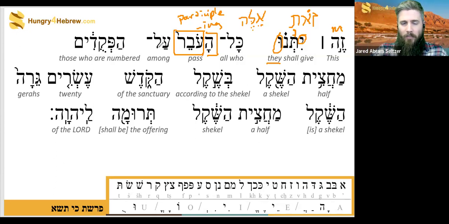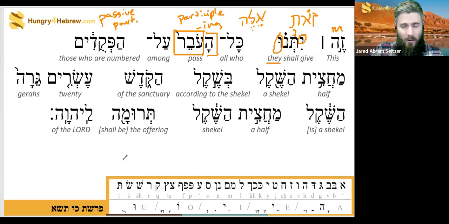Al hapkodim. Here it uses "among," which is fine. It could also be "concerning," "about," "over." Ha-pekudim, those who are numbered. Is this a participle? It doesn't look the same as this one, that's for sure. It is a passive participle.